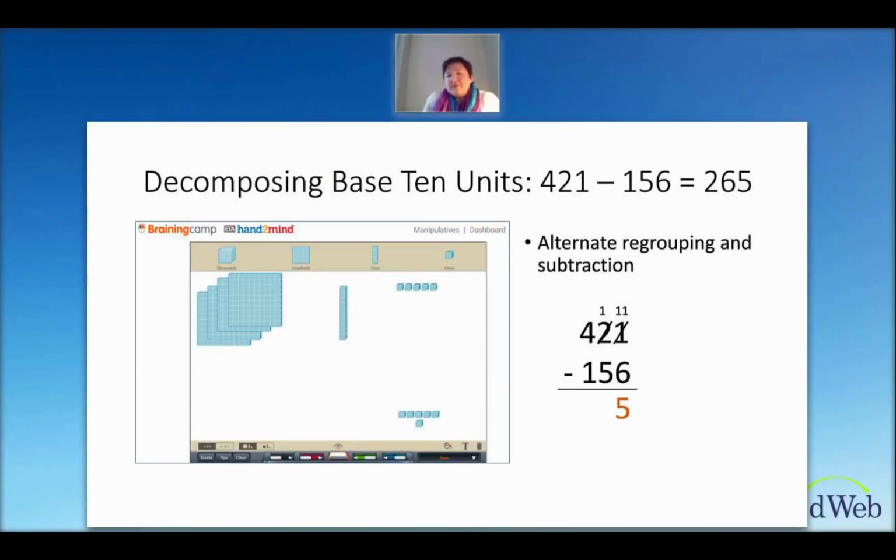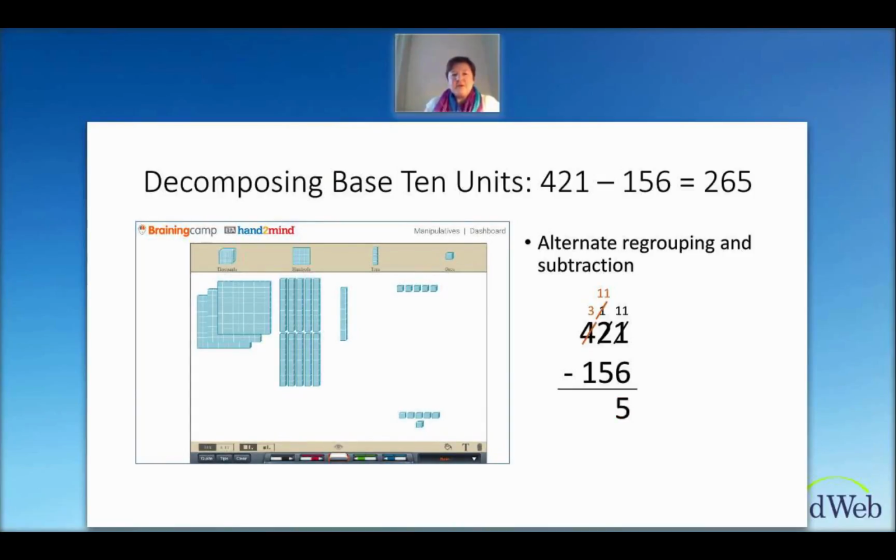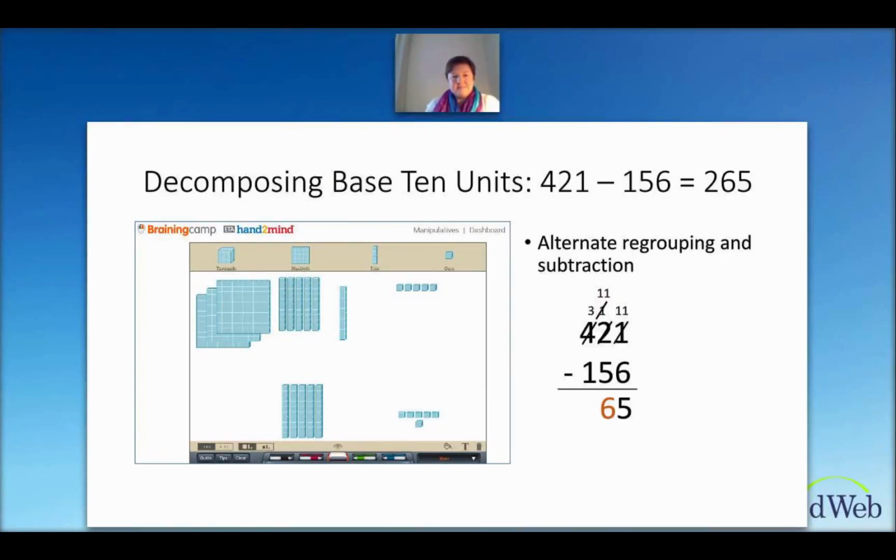So I can't take 5 tens away from 1. So I'm going to do another trade. Instead of 400s, now I have 300s. I have 11 tens, and I can take 5 away, and now I have 6. 300s take away 100, I can do that. I apparently forgot to move it on the screenshot, forgive me, but it can be done. And so my difference is 165.